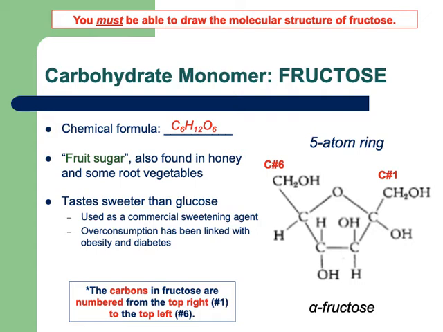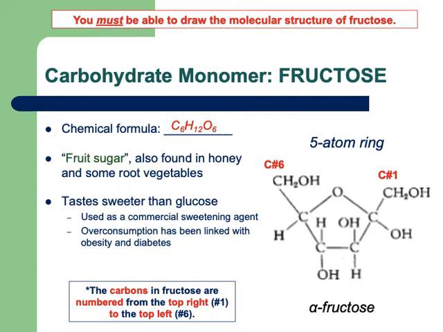So fructose is known as the fruit sugar. However, it's also found in honey and some root vegetables. It tastes sweeter than glucose, and it's used in combination with glucose in commercially sweetening certain beverages. So if you look at Gatorade, it's usually a combination of glucose and fructose because it actually tastes sweeter. Overconsumption of fructose is actually not a good thing, it's linked to obesity and diabetes. And we'll talk about this more on the forthcoming slides.